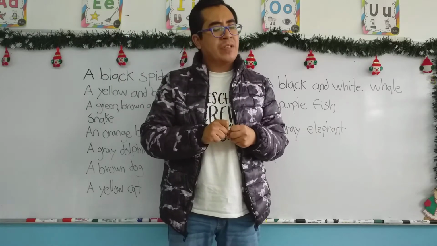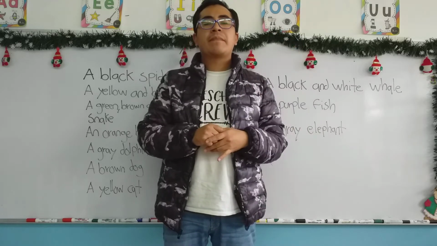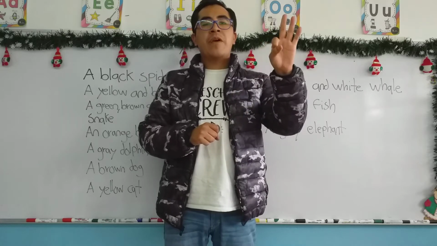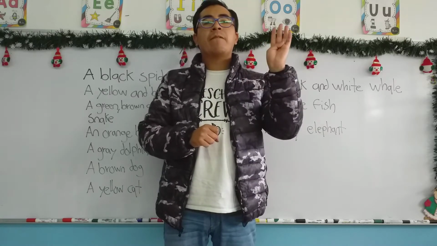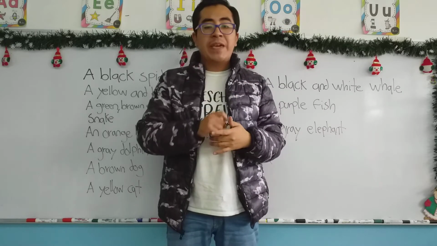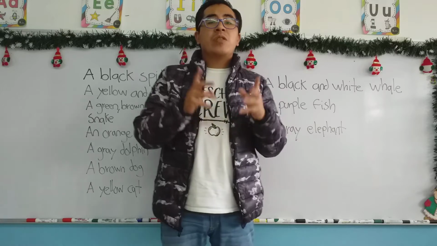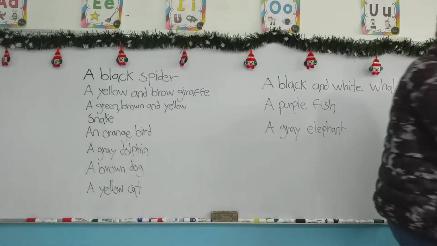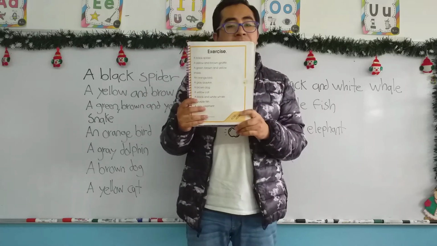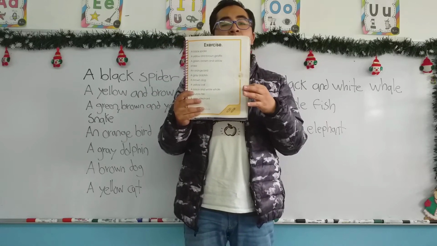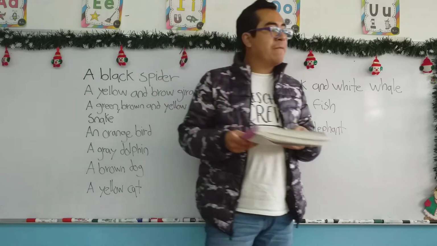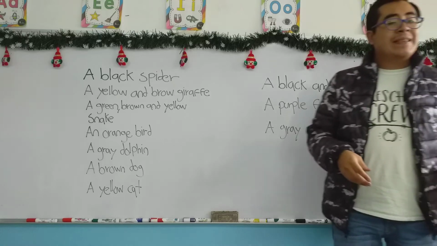I start counting. 1, 2, 3, 4, 5. Let's begin. Once again, the activity is located in your teddy book, page 125. So, as you can see here, my children, we have several sentences.